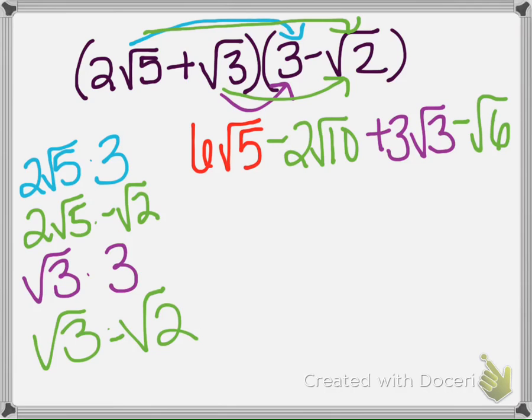So now we have to look for like terms, and if we look, none of these radicals have the number inside the radical the same. And none of these can be simplified because none of them have a perfect square that can divide into any of them.